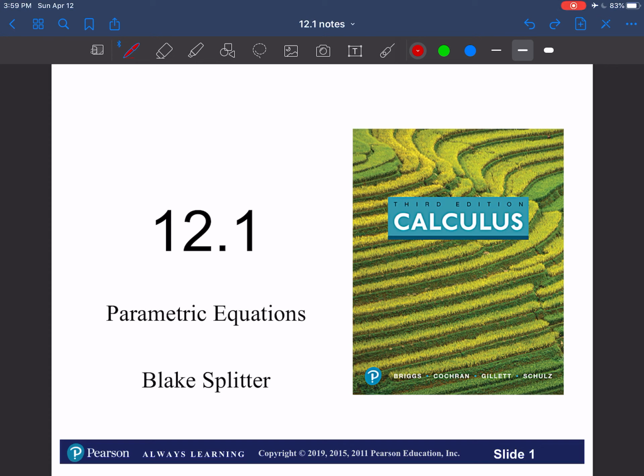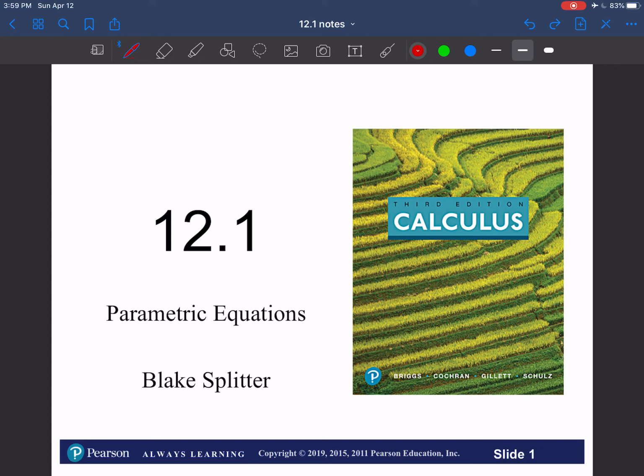This is section 12.1 from the Briggs textbook, and today we're studying parametric equations. This chapter, chapter 12, is all about parametric equations and polar equations. Those are terms that perhaps you're familiar with from other classes. Maybe you've learned about them already in physics. But we're going to study them pretty in depth here in calculus.